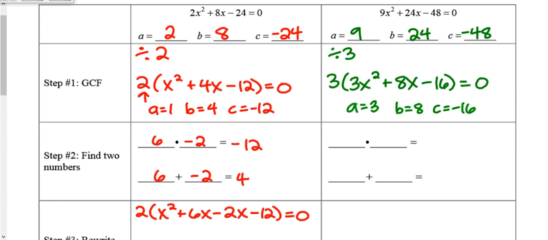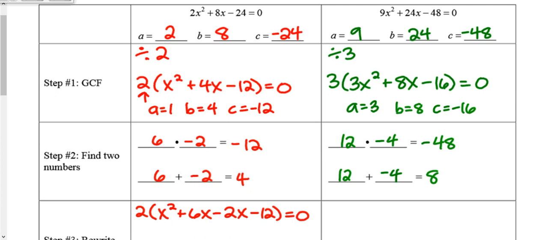So in step 2, we're going to find 2 numbers. So we find 2 numbers that multiply to A times C. So if I do 3 times negative 16, that gives me negative 48. And I want numbers that add to 8. So 2 numbers that would add to 8 and multiply to negative 48, 12 and negative 4 would work for both of those.